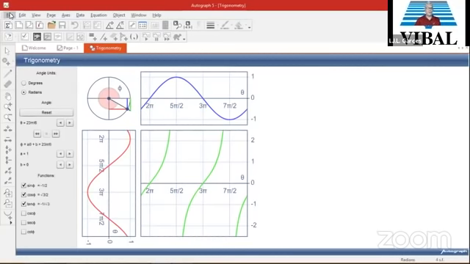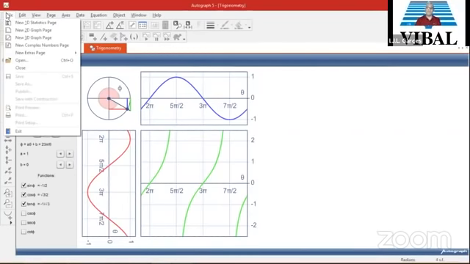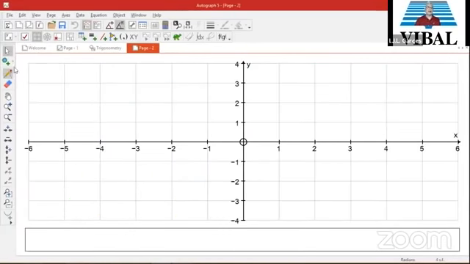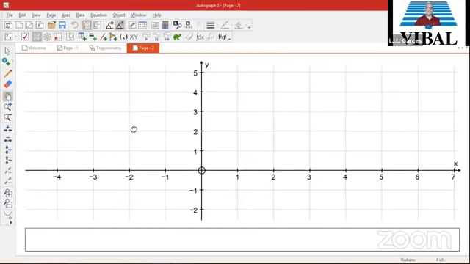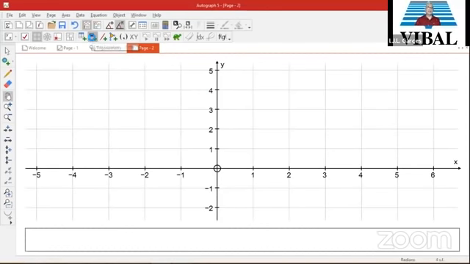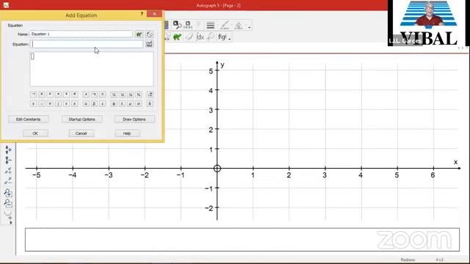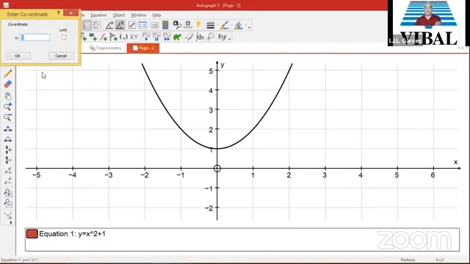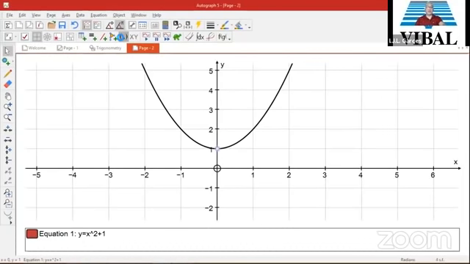Okay. Let's try to look at what Autograph can do in Riemann sums. Let's try to have y equals x squared plus 1. Yes, that's the graph of y equals x squared plus 1. And allow me to choose these two points here, that's 0 and 2.